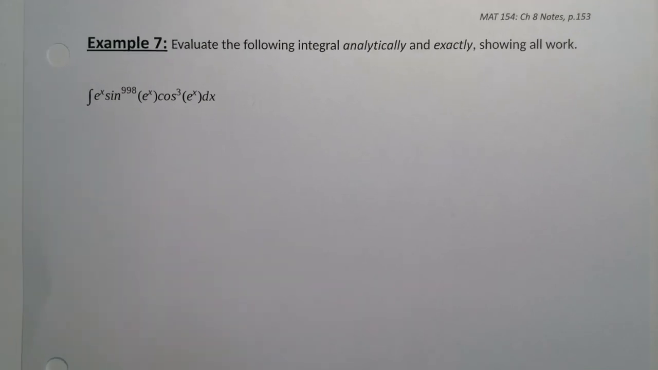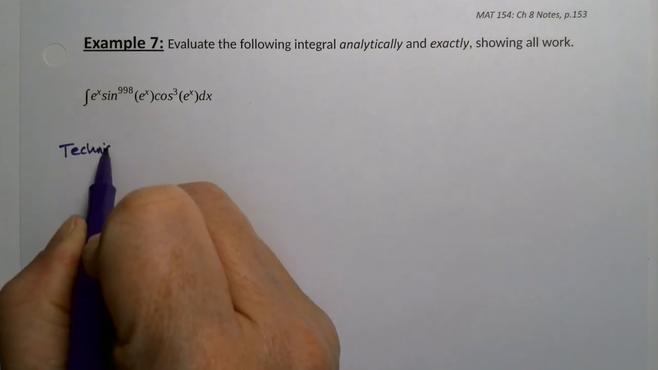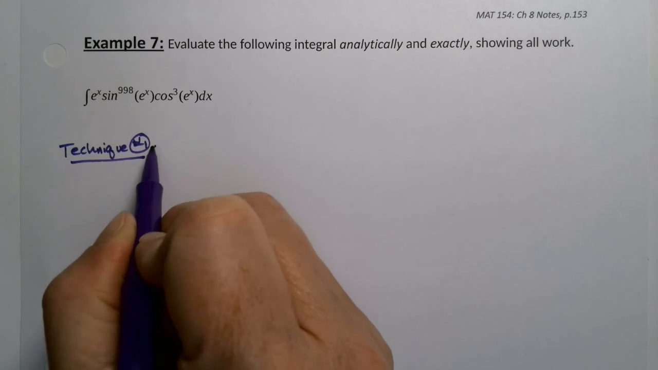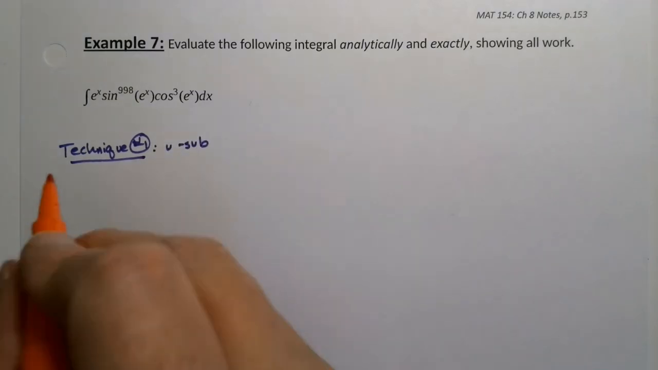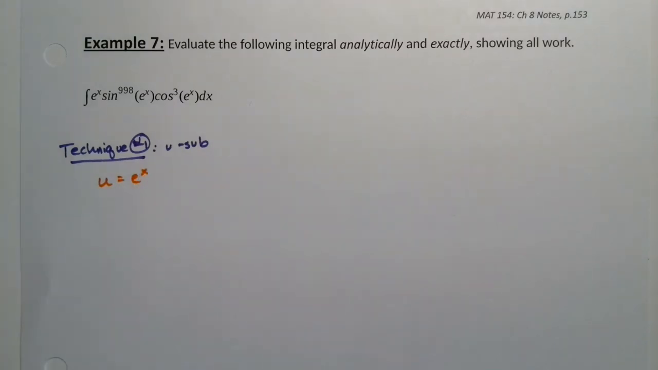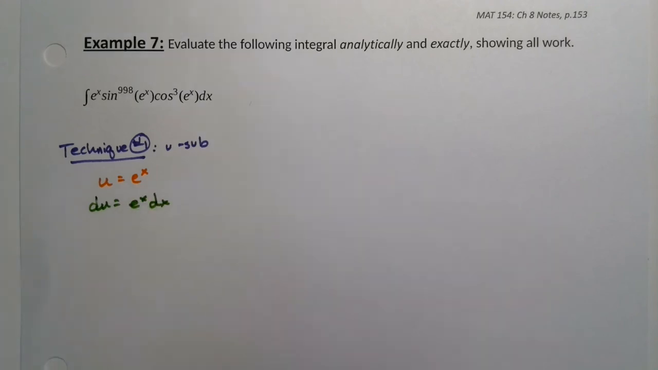Time for one more example that, hey, yet again uses U substitution. What a shock. All right, so technique number one, I can spot it from a mile away. We're going to use a U sub. I don't even think it's a tricky one. I think it's pretty obvious that u must be equal to e to the x, and therefore du would be e to the x dx. Not shocking or tricky at all.